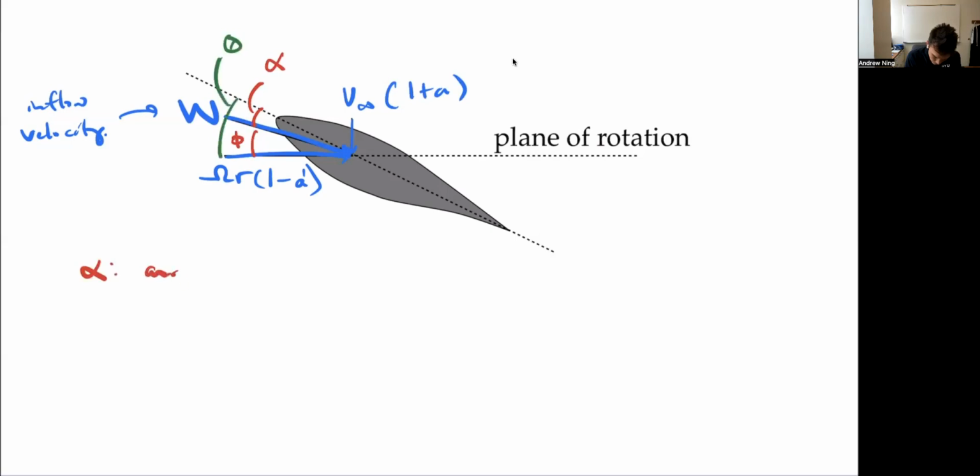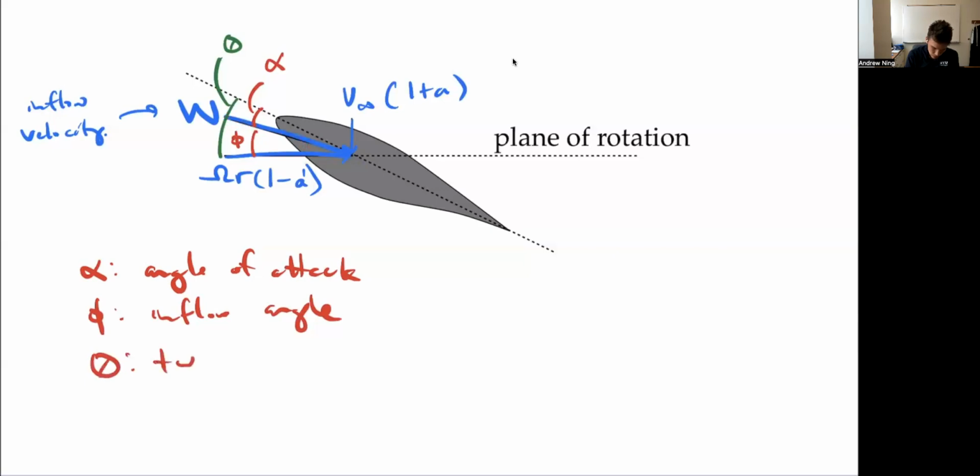Alpha, this angle of attack as always, and that just follows our normal convention, right? It's the angle between the chord line and my incoming velocity. Phi, call this the inflow angle, and notice it just defines the angle of this velocity vector relative to my plane of rotation. So it's simply defined by these blue vectors here at my velocity vectors. And then theta, that's my twist angle. So that's built into my geometry or my pitch of my blade.